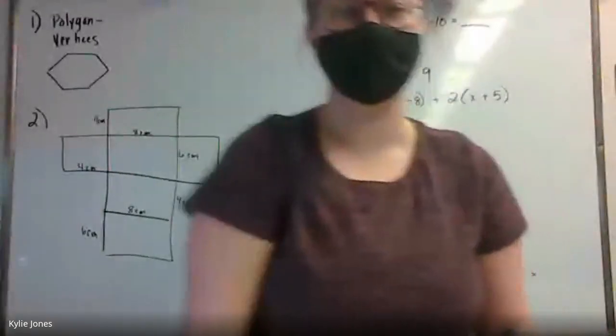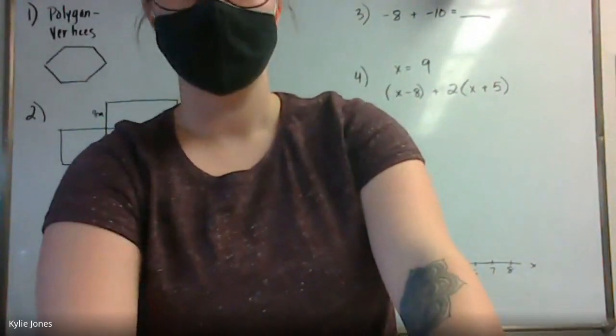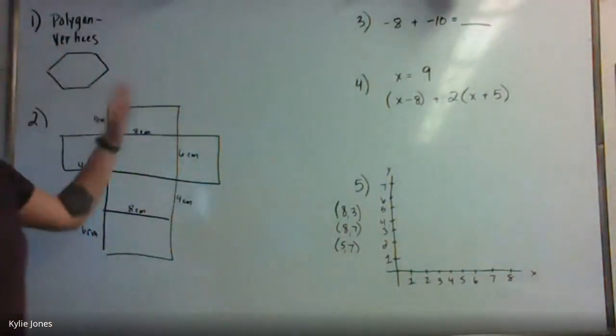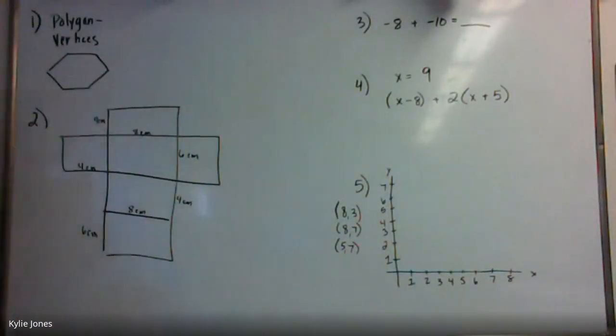Okay, let's go ahead and go over this then. So, for number one, you guys can see this all good, right? Yep. Number one, it gives you this polygon and it wants you to name what it is and how many vertices it has. So let's start with, what is it? It's a hexagon.